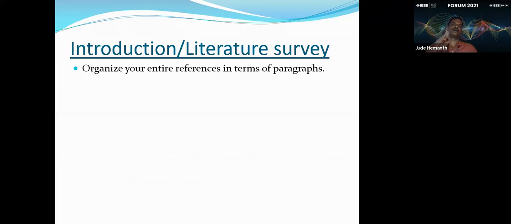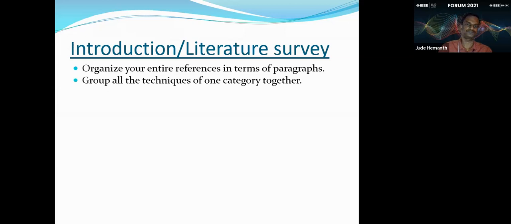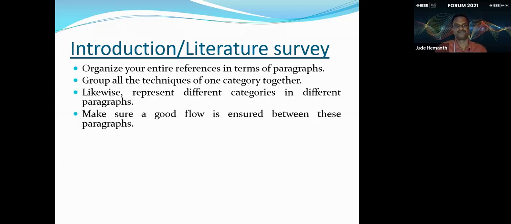These are the inferences which he has founded. That will always be good. Group all the techniques of one category together. Make sure a good flow is ensured between these paragraphs. So if neural is invented first, use neural first. If fuzzy is invented first, you can use fuzzy first.